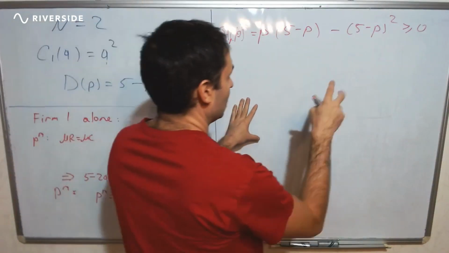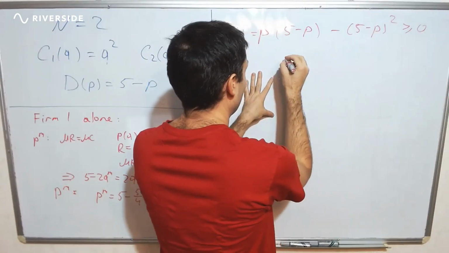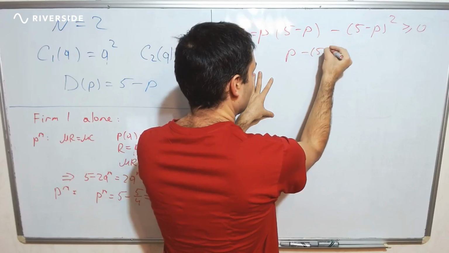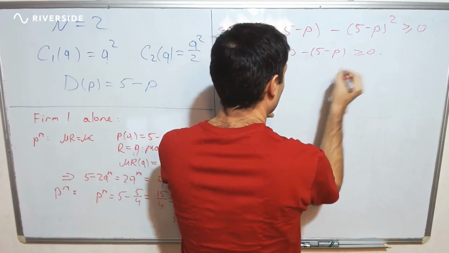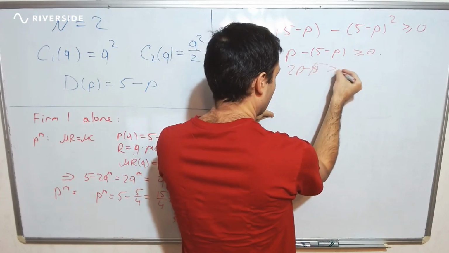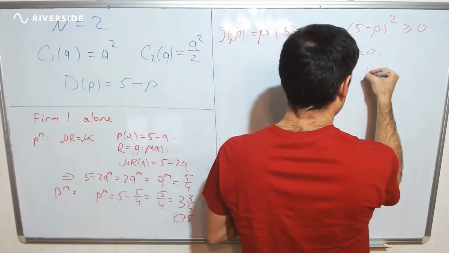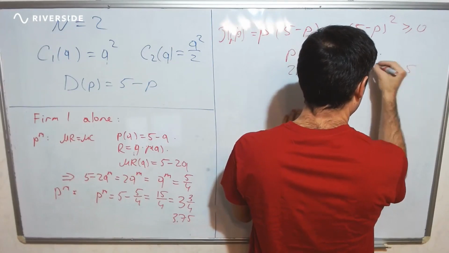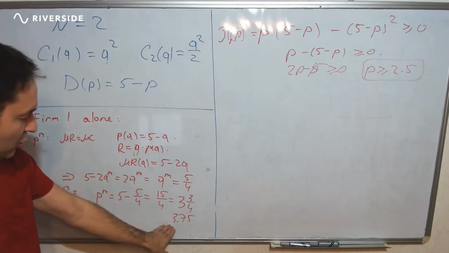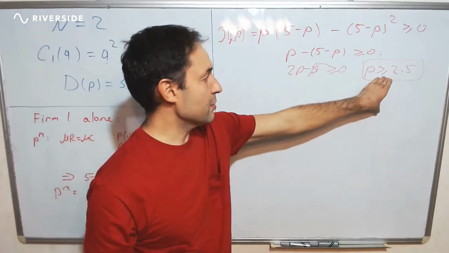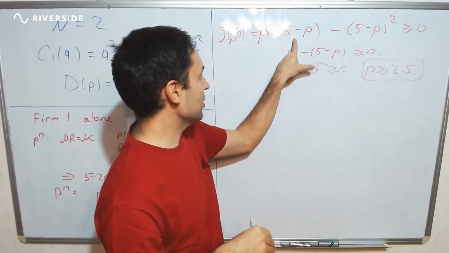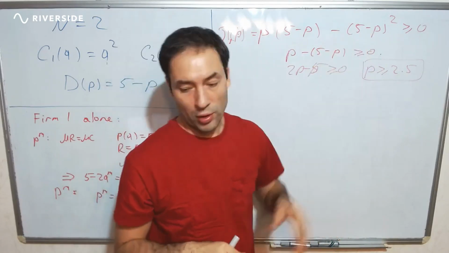I can divide by 5 minus P without changing the sign. So we get 5 minus (5 minus P) greater than 0, so 2P minus 5 greater than 0, and so we get P greater than 2.5. So for firm 1, we know that it wants to be at 3.75. The lowest price it can sustain when it operates by itself, so that it actually covers all demand, is 2.5.